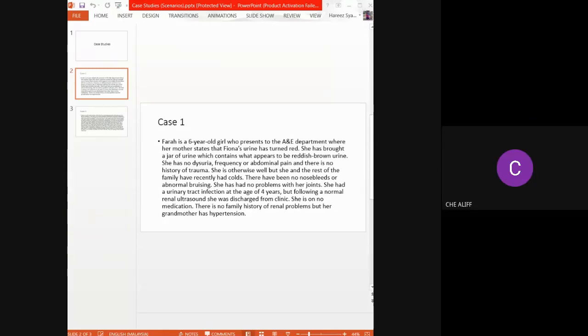Can I suggest? Because this patient comes with hematuria, can we think about bleeding disorder? For example, first, maybe due to coagulopathy like hemophilia. But this patient does not have any problem with her joints, because we know that hemophilia usually comes with hemarthrosis. And then we can also put ITP, idiopathic thrombocytopenia, as a diagnosis of exclusion. Okay, thank you, Cik Alif.